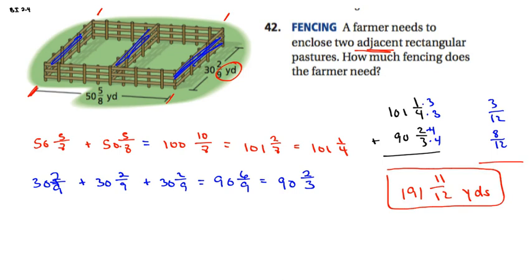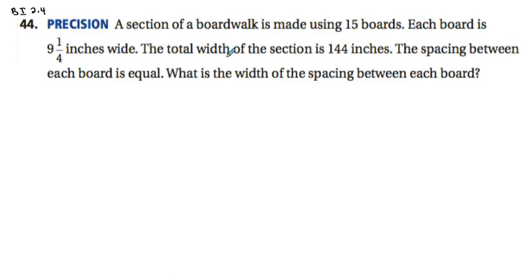Next problem. A section of the boardwalk is made using 15 boards. Each board is 9 1/4 inches wide. The total width of the section is 144 inches. The spacing between each board is equal. What is the width of the spacing?